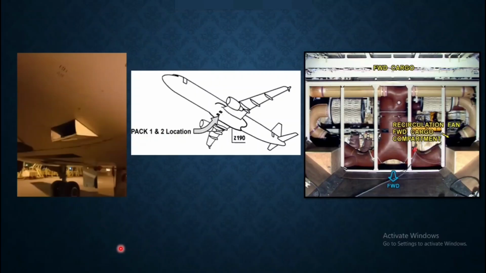So this is the pack 1-2 location. It is available in the belly fairing on the 320 family aircraft. So this is the location. This will be discussed in the video.